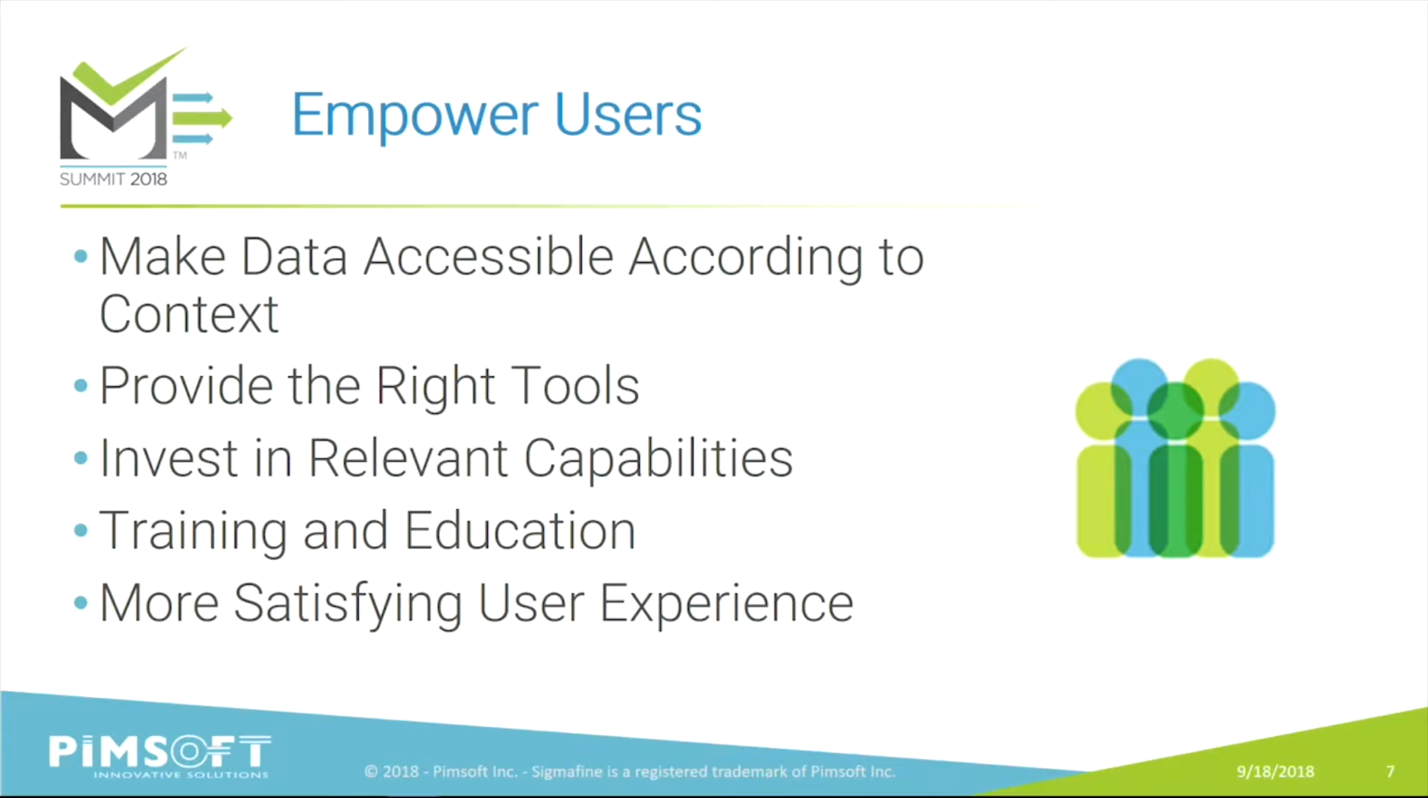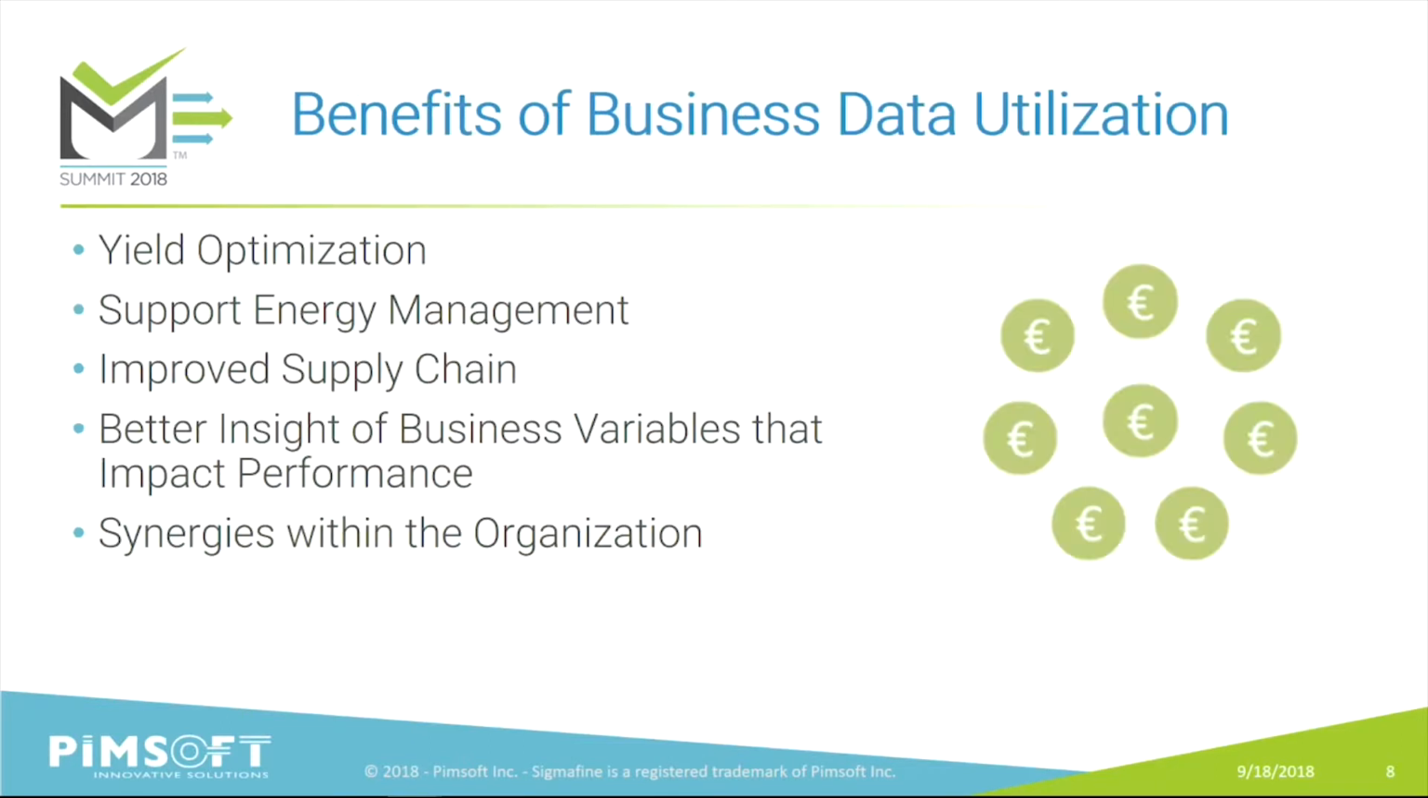So we need to provide the right tools. We need to invest in people, right? So people need to know Power BI, or they need to know Pi system, Sigmafine, and it's important to provide adequate training to know how we do. But in other cases, we need to provide relevant education on why we do it, right? And then ultimately, digital transformation is about having a more satisfying experience. So people would like to go to see the information in a nice way. So that's very important in digital transformation.